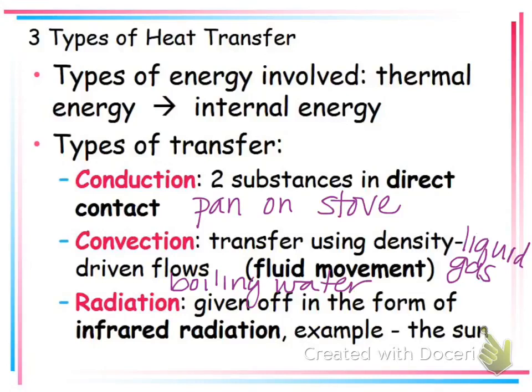So what happens is, as water gets warmer, it gets less dense, so it moves to the top. And the water at the top, that is more dense because it's not as hot, goes to the bottom, and then it's constantly moving around.